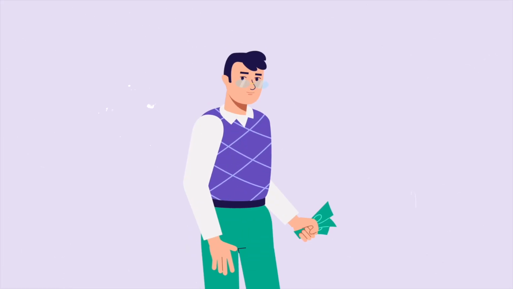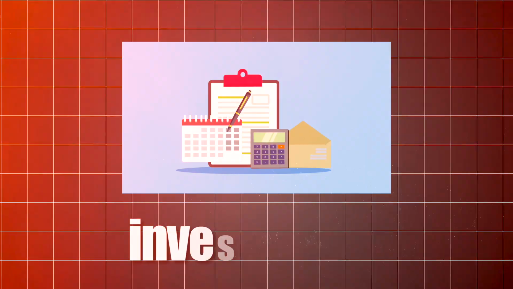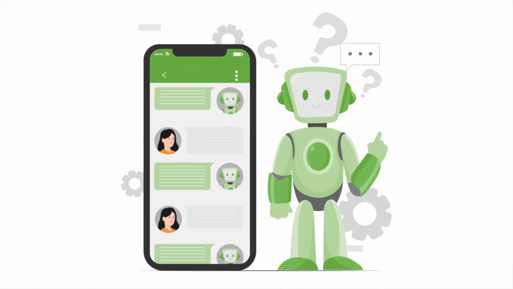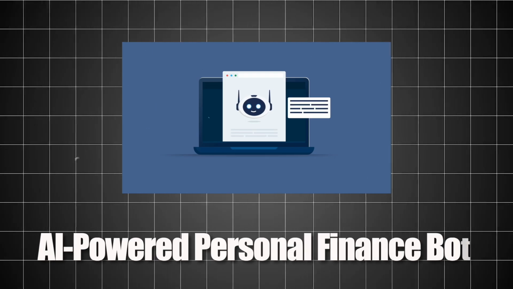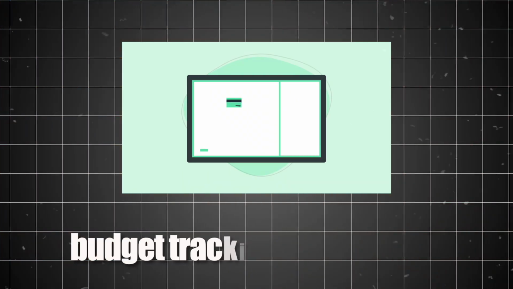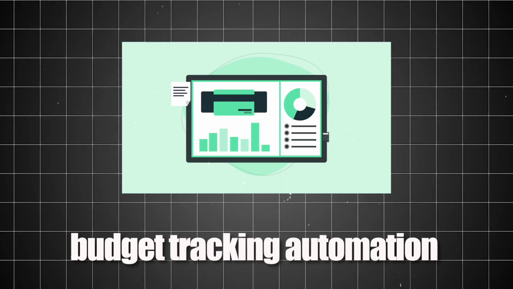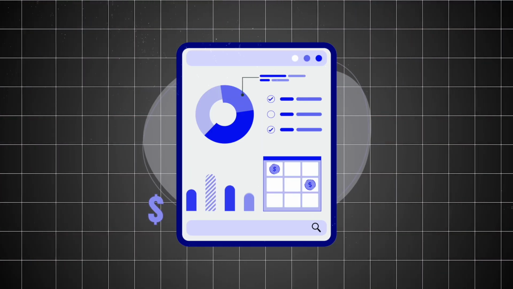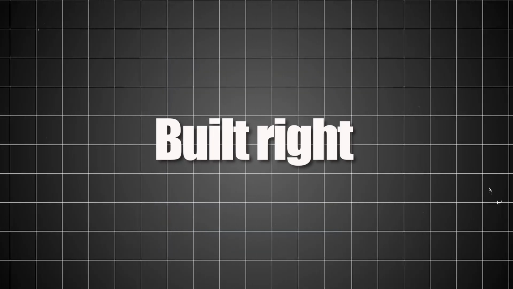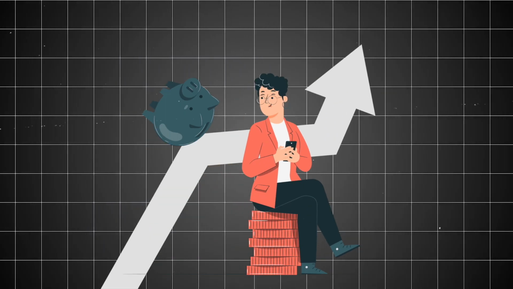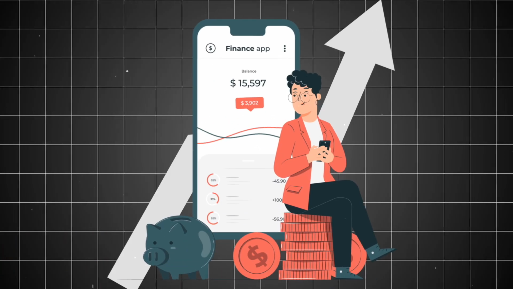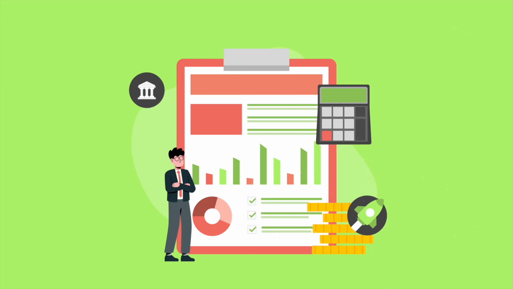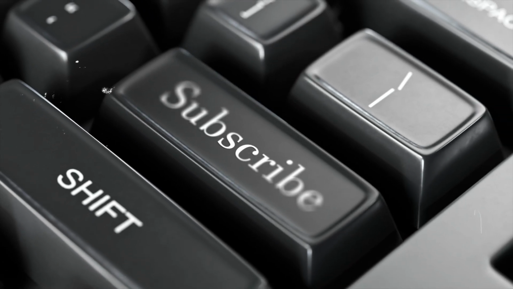Imagine waking up and finding your financial life, budgets, bills, investments, emergency savings, already tended to by a silent, brilliant assistant that never sleeps. That's the promise of an AI-powered personal finance bot, a subscription product that combines budget tracking automation, contextual AI financial advice, and premium-tiered coaching add-ons into a recurring revenue engine. Built right, it's not just an app, it's a financial concierge that scales, converts, and keeps customers paying month after month. Think of it as your playbook for turning personal finance pain into a subscription business that customers love and investors respect.